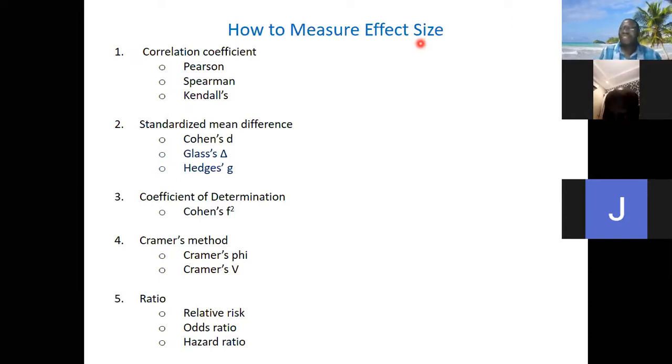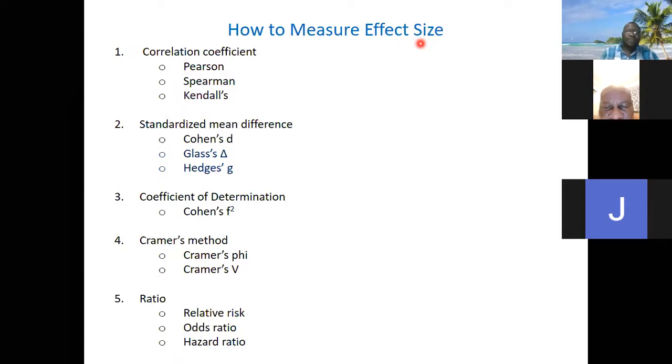Now, we have discussed correlation before: Pearson, Spearman, Kendall. Then standardized mean difference. There are many ways, many people described. I think Cohen was the first to describe Cohen's d. We're going to look at all of them. Glass tried to modify Cohen's work. Hedges also tried to modify Cohen's work. So somehow they just tried to tweak it to make it better.